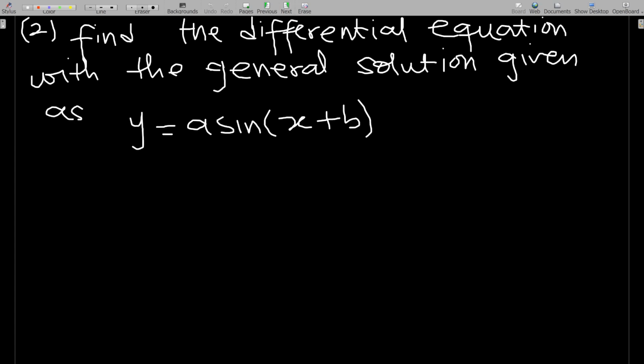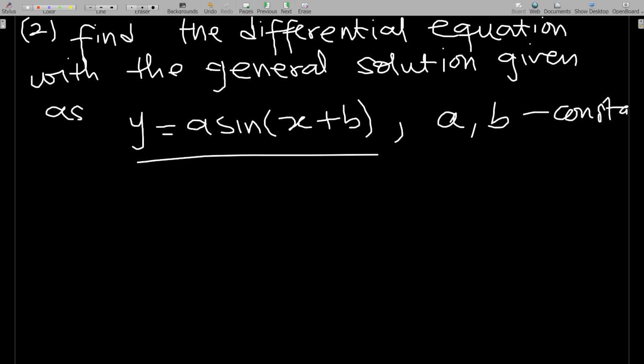Let's look at the second one. Find the differential equation with the general solution given as this, where a and b are constants. I'm sorry I didn't bring them, but all the parameters, the a's and b's and c's, are constants. Some questions would indicate that, but know that y is a function of only x.